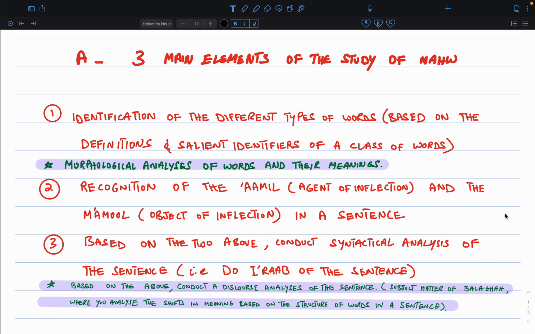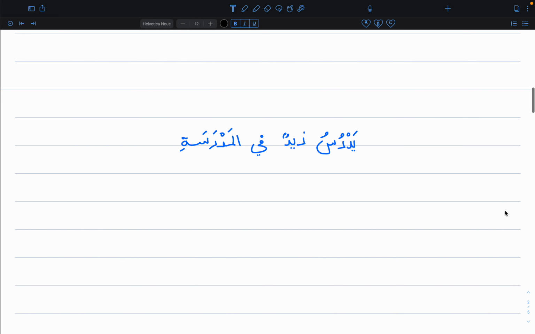Discourse analysis is a linguistic term, which means essentially to look at the choice of words and the choice of structure of words in a sentence to deduce the different types of meanings being conveyed by the speaker or the communicator of that language or sentence. This is the subject matter of balagha, where you analyze the shifts in meaning based on the structure of words in a sentence.